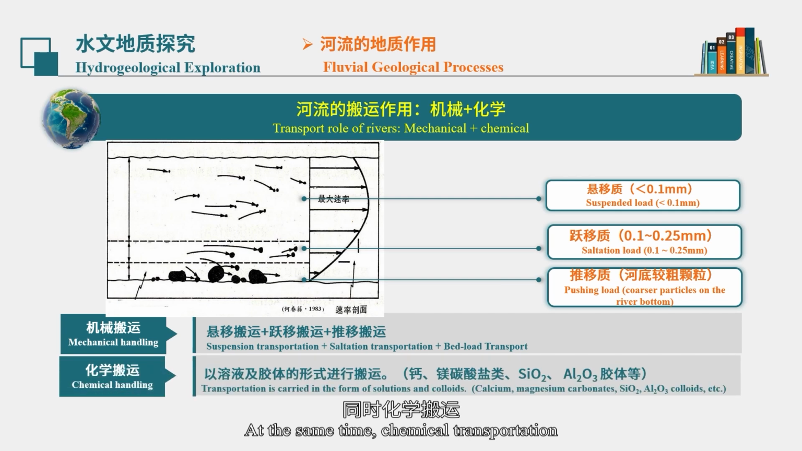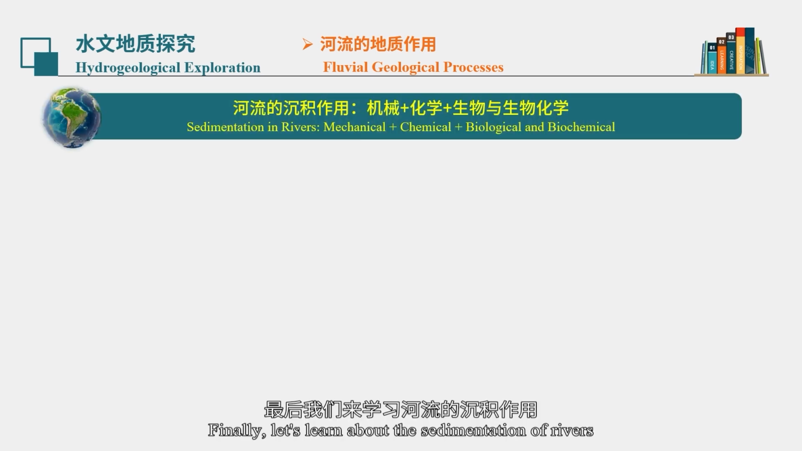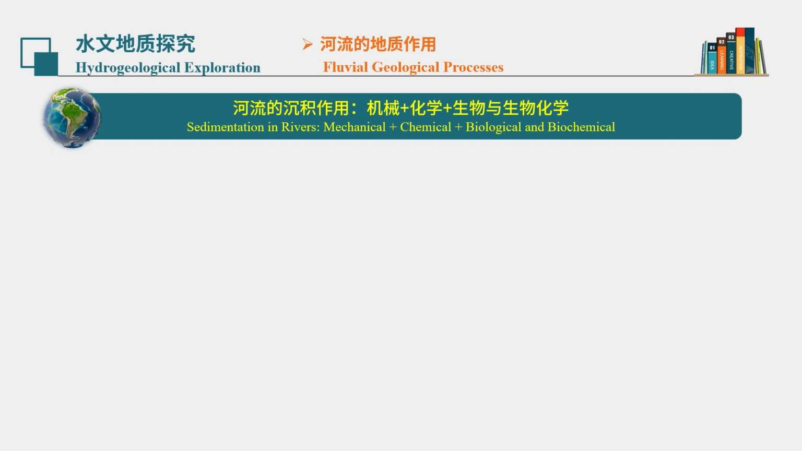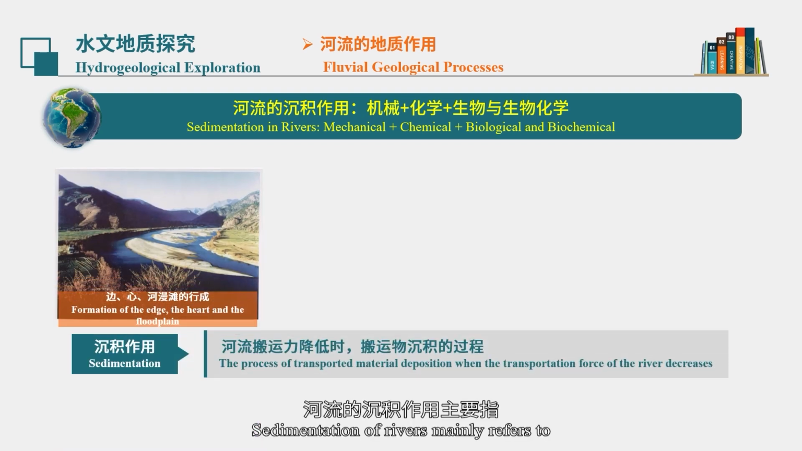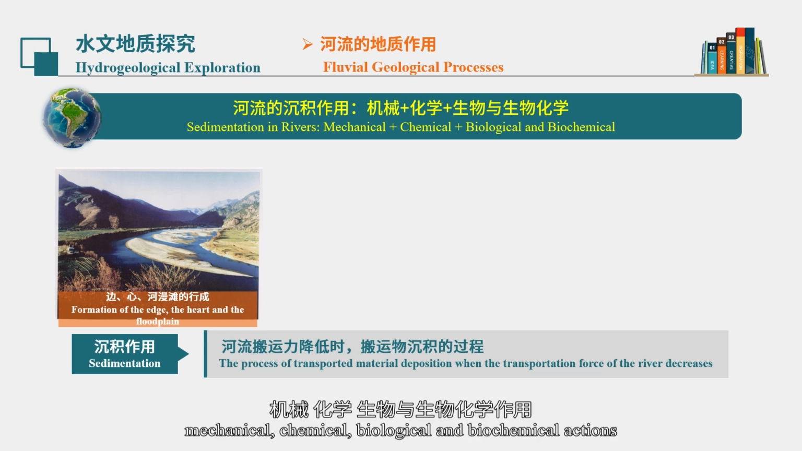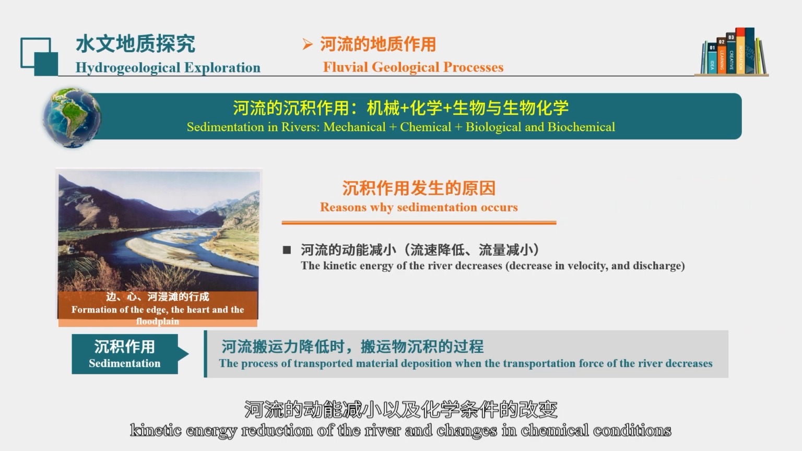At the same time, chemical transportation has the forms of solutions and colloids such as calcium, magnesium, carbonates, silicon dioxide, and aluminum trioxide colloids. Finally, let's learn about the sedimentation of rivers. Sedimentation of rivers mainly refers to the process of deposition when river transportation is weakened, mainly including mechanical, chemical, biological, and biochemical actions. Sedimentation occurs mainly due to kinetic energy reduction of the river and changes in chemical conditions.